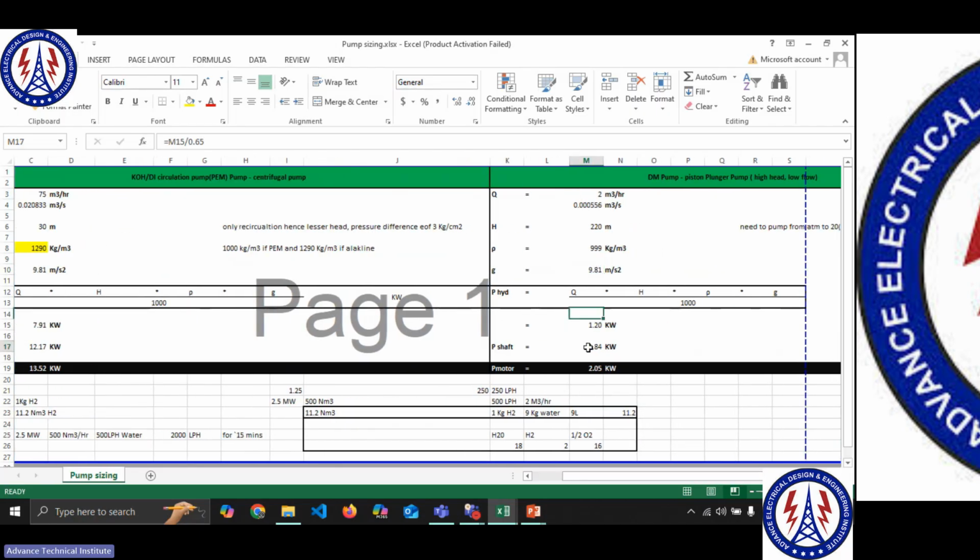Then from that we find the shaft power and then finally the motor power. All of these are correction factors. What we will find using the equation is this, and then we'll have the correction factors based on the type of pump we are using. Are we clear?